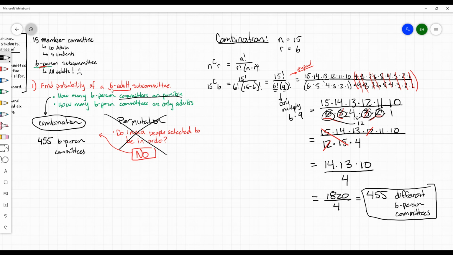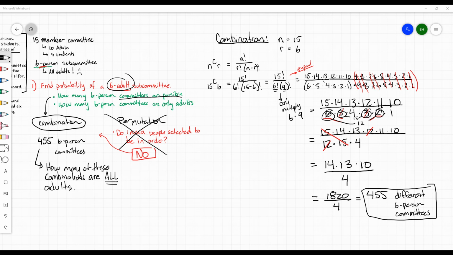Now, if I want to use this information, I need to remember our original question is that we're trying to find the probability of a 6-adult subcommittee. Okay, 6-adult subcommittee. So what we need to do is figure out, hey, how many of these, we can call them combinations now, are all adults? Okay, so we need to work through this and try and figure out how many of these 455 six-person committees are actually consisting of all adults? So it requires us to be a little bit clever in using our math to solve for something like this.